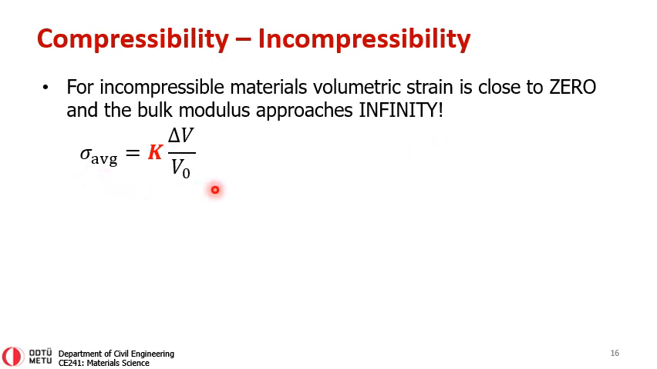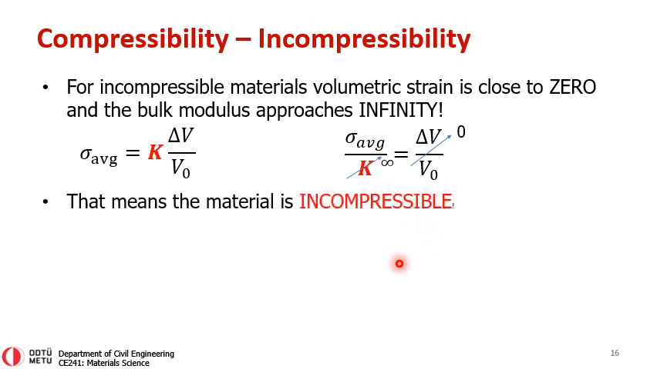If you look at this expression, sigma average divided by K equals delta V over V0. For this term to go to zero, whatever the triaxial compressive stresses are, K will approach infinity, a very big number. That means the material is incompressible.